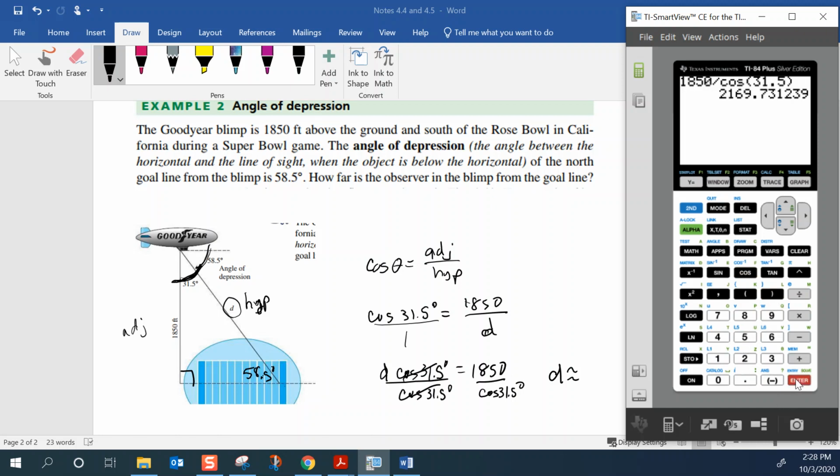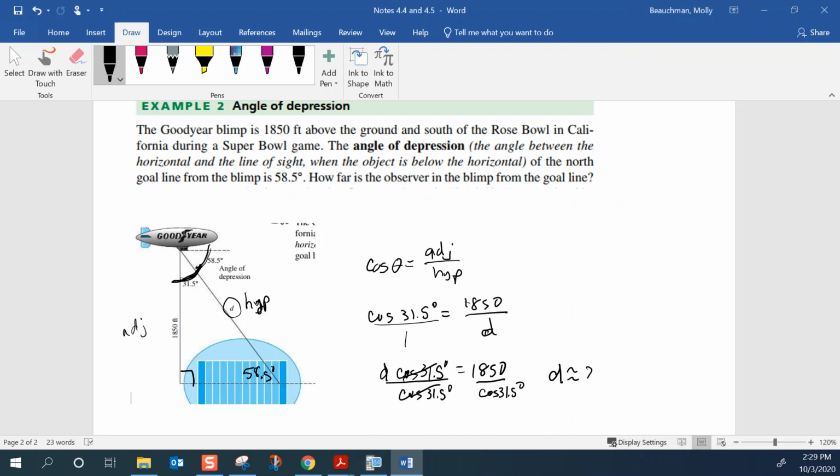So I end up with 2,000. I'm going to go to the same number of decimal places that I was given. That's the nearest foot. I'll write down 2169.7 feet. If I round that to the nearest foot, it's about 2170 feet.